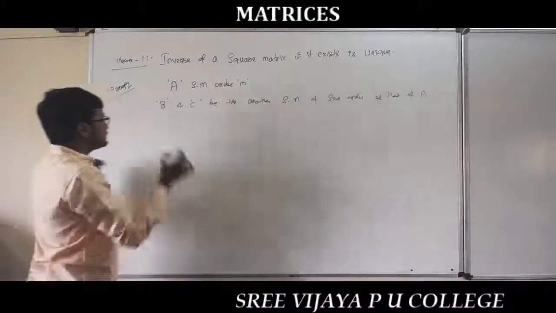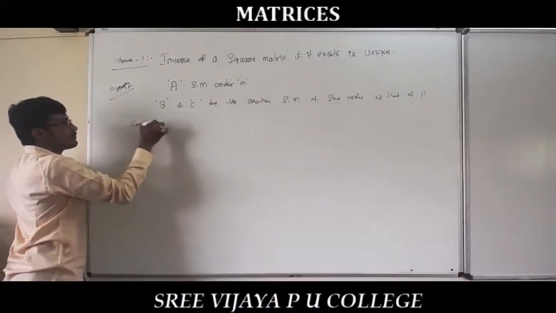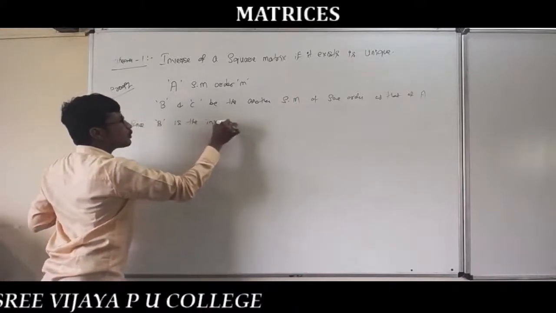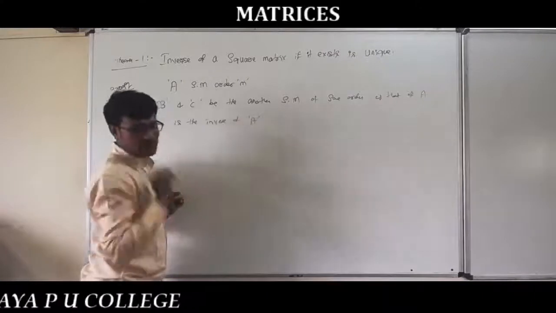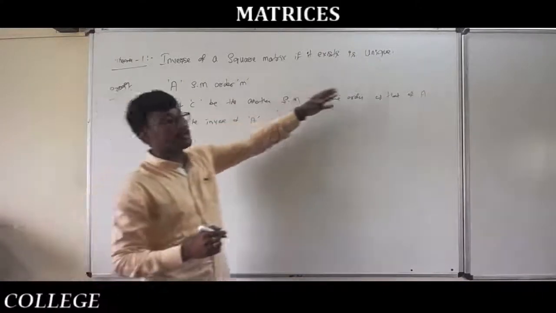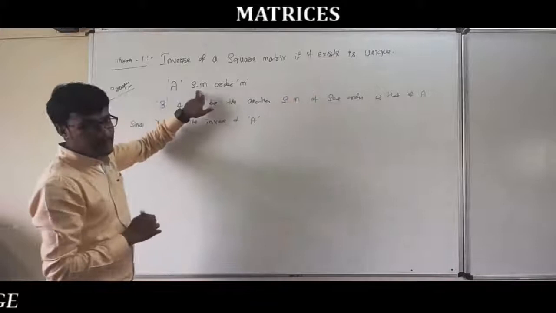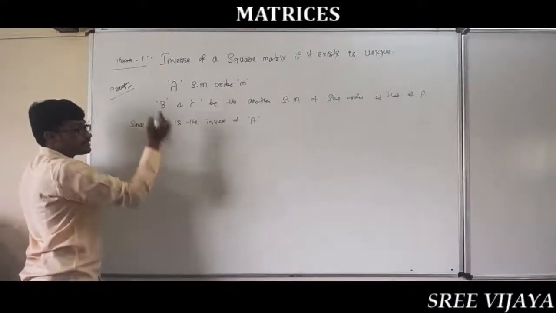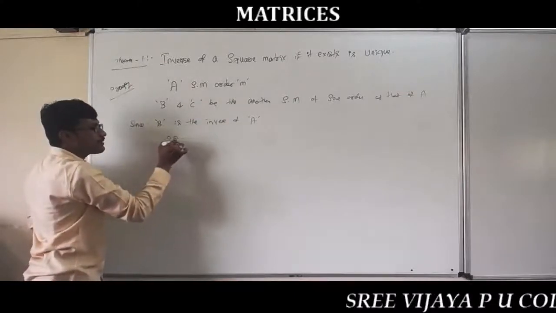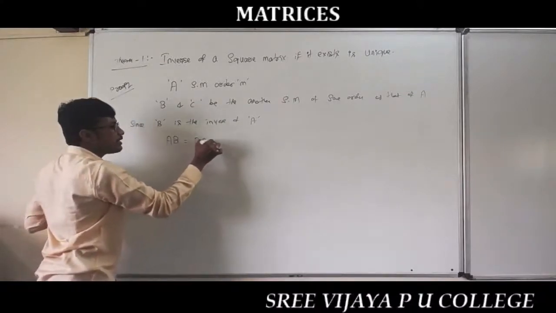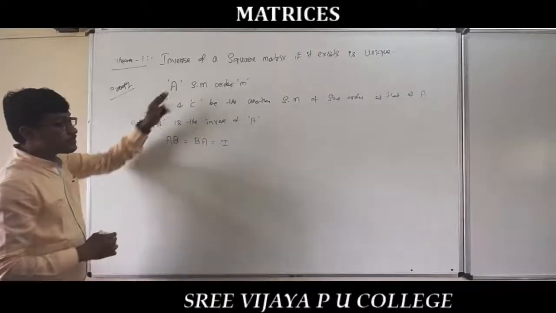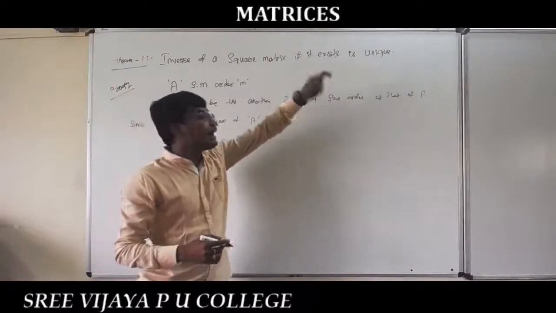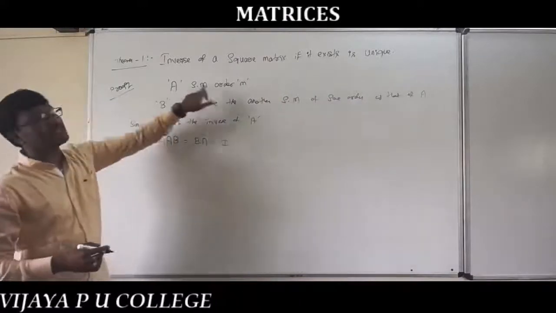Okay, since B is the inverse of A, let B and C be other square matrices of the same order, so these are the inverses of A. Since B is the inverse of A, it will satisfy the condition according to invertible matrices: AB equals BA equals I, because I explained the condition earlier. So here B and C are other square matrices of the same order as A, and B and C are the inverses of A.